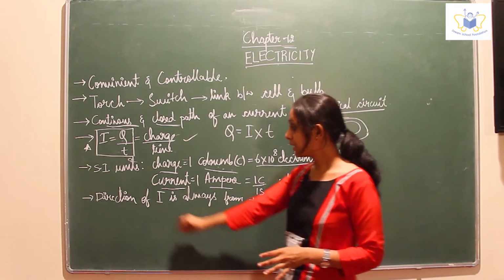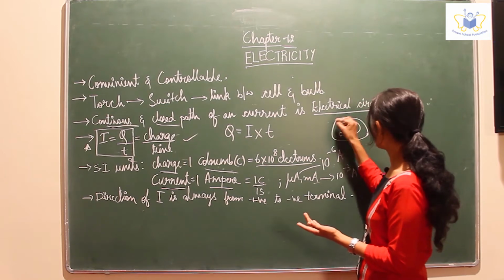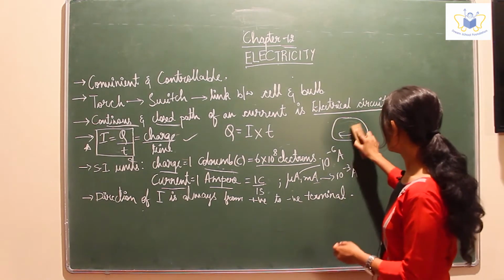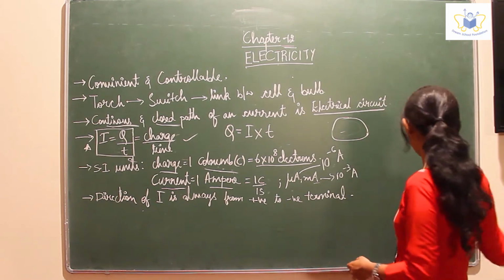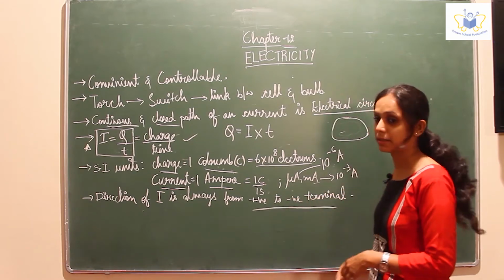Now what is the direction of this current? How does current flow in a circuit? Assume this is a closed path. So how does current flow here? Please note that this is very important. Current always flows from positive to negative terminal.